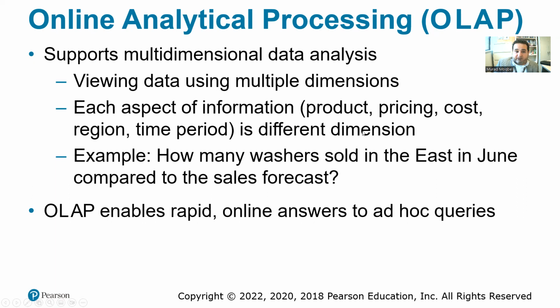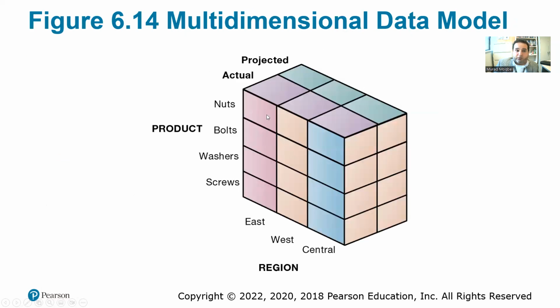Here is an example of dimensions. For example, how many washers sold in the East region in June? So now we have the East region and June as dimensions for the washers sold, right? And this is what we call a data cube, right? So we have one dimension for region, one dimension for product, one dimension for actual cost and projected cost, or actual sales versus projected sales. So those are different dimensions, and that's what is used in OLAP, right?